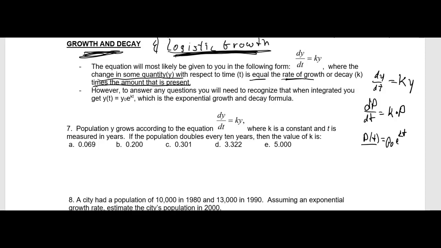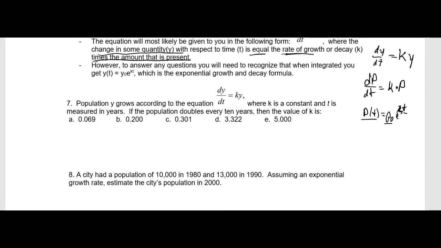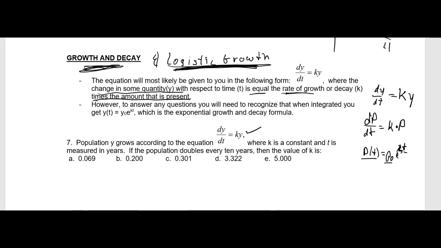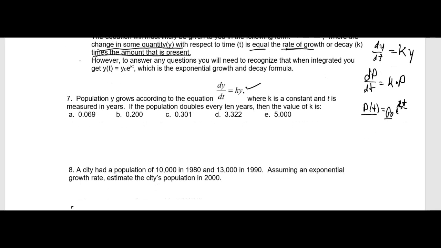P of t is our population at any time. T is that time. P sub 0 is your initial population. K is the rate, 2%, 3%, or whatever. So we'll do the quick one, the short one here. Population y grows according to this differential equation. One of the things we would have talked about, they rarely will use exponential growth and decay. They won't use those words. They typically give you the differential equation, at least with the ABers. And as soon as we see this is our differential equation, then we know we're dealing with exponential growth.